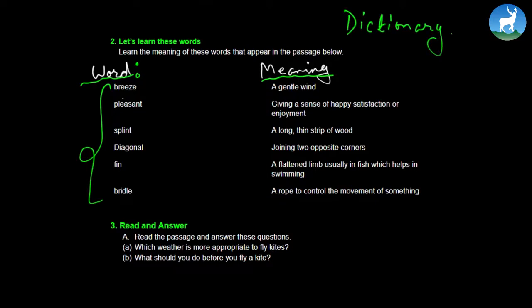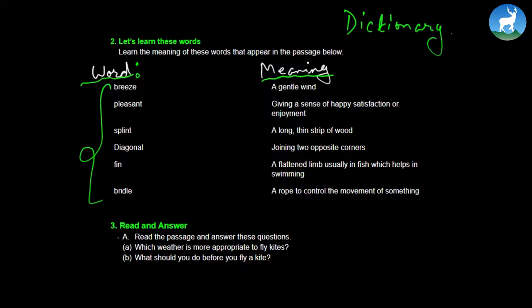Now look at this. Breeze. Breeze means a gentle wind. Pleasant. Pleasant means giving a sense of happy satisfaction or enjoyment. Splint. A long thin strip of wood. Diagonal. Joining two opposite corners. Fin. A flattened limb usually in fish which helps in swimming. Bridle. A rope to control the movement of something.